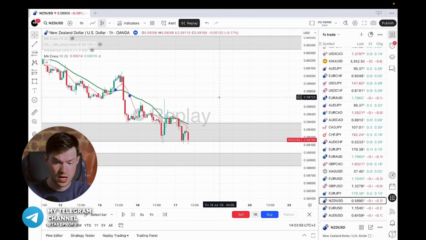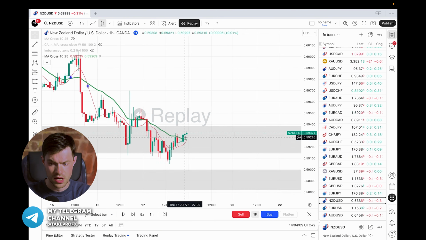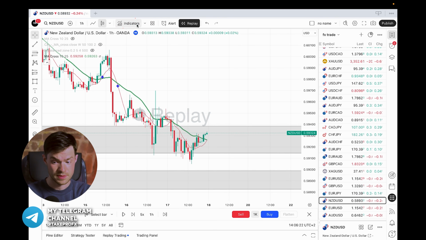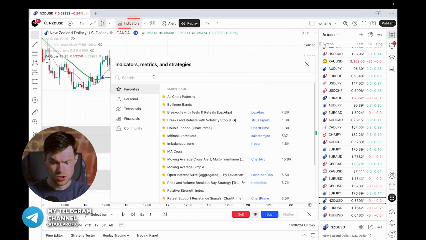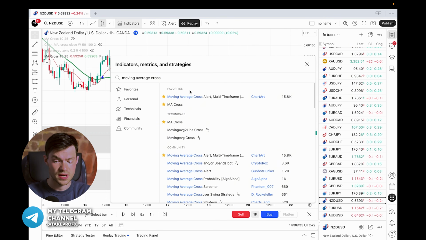As we can see, we have a double, maybe even a triple top, and here we have the first signs of the trend weakening. As we can see, the price finally goes beyond these green lines, and we almost have a crossover. The next step is to add the second indicator, which is called moving average cross. But this time this indicator is from the ChartArt author, and it has almost 16,000 users.